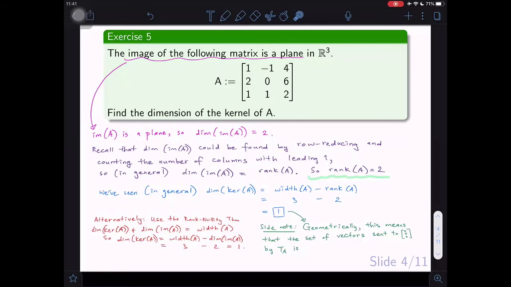Geometrically, the fact that the dimension of the kernel of the matrix A is 1 means that the set of vectors sent to the zero vector by the linear transformation of the matrix A is a line through the origin in three-dimensional space because the matrix is 3 by 3.